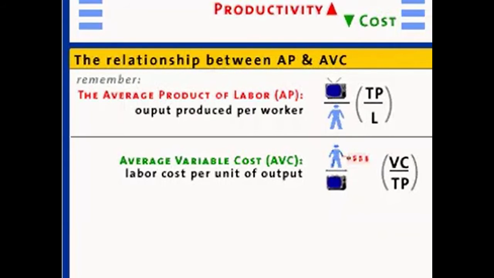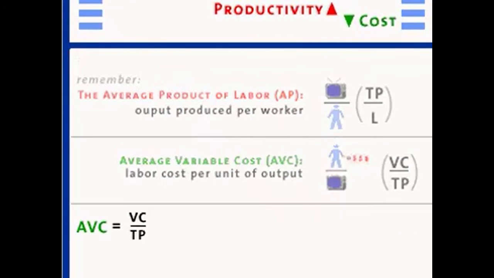The average variable cost is equal to what? It's equal to the variable cost, that is the total amount of money that your firm spends on labor, divided by the total amount of output that you produce, the total product of labor. So here is spending on labor, here are the number of televisions you produce. Well, the variable cost, as we've said before, is equal to the wage multiplied by the number of workers you hire, and we can divide that by the total product of labor. Well, if that's the case, then I can divide both parts of the fraction by the number of workers that we hire, and we get this.